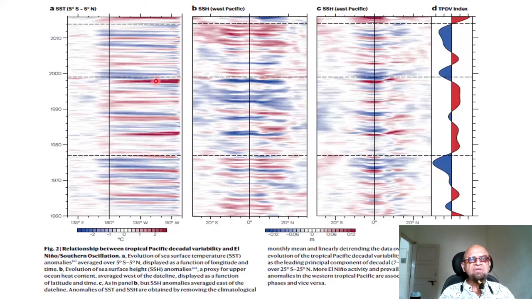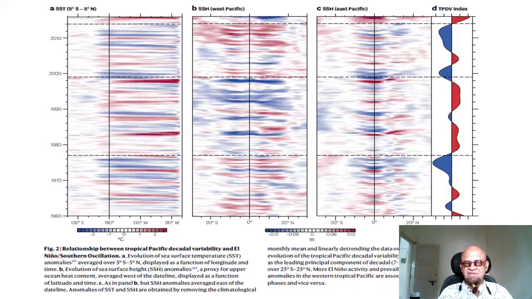If you think about relationships between tropical Pacific decadal variability and El Nino Southern Oscillation, you look at sea surface temperatures. So this is including interannual variability. There is SSH, which is in the West Pacific and in the East Pacific. And the TPDV index shows this, which is basically defined as the evolution of the tropical Pacific decadal index computed as the leading principal component of decadal, so 7 to 70 year SST anomalies over 25 south, 25 north.